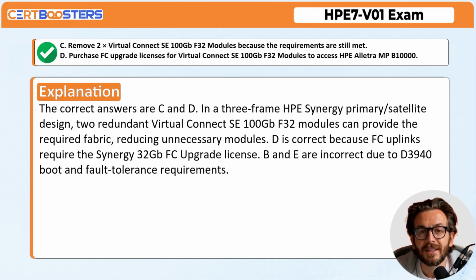Explanation: the correct answers are C and D. In a 3-frame HPE Synergy primary/satellite design, 2 redundant Virtual Connect SE 100 gigabit F32 modules can provide the required fabric, reducing unnecessary modules. D is correct because FC uplinks require the Synergy 32 gigabit FC upgrade license. B and E are incorrect due to the boot and fault tolerance requirements.